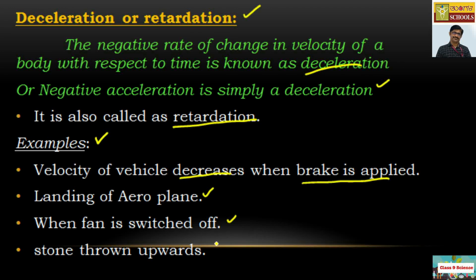Another example is a stone thrown upwards. When you throw a stone upwards, after some time it stops and comes back. Okay, that is also an example for deceleration. Whenever you are throwing the stone upwards, the acceleration it carries is taken as a negative acceleration, and hence it is taken as retardation or deceleration. I hope you got this concept right.